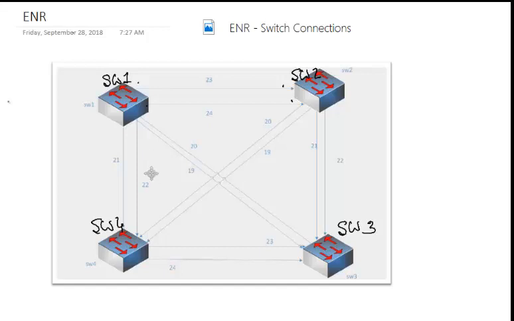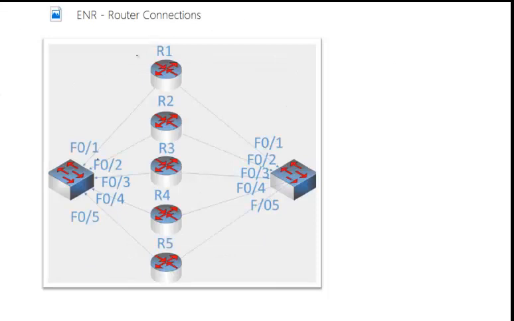The same way, there are connections between the routers and also connections from the routers to the switch. See the connection here. This is fast Ethernet 0/0 port here. On the right hand side, this is fast Ethernet 0/1. Fast Ethernet 0/0, FA 0/1, FA 0/0, fast Ethernet 0/1, and so on.